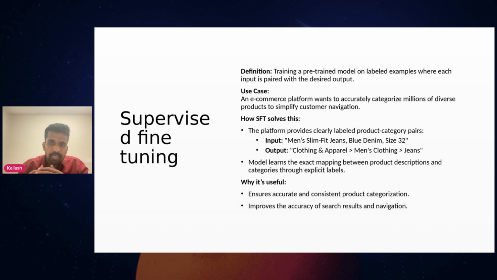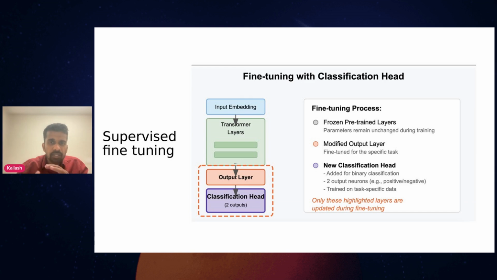Why is it useful? It's accurate and consistent with the product categorization, and it also improves the accuracy of the search results. And this will be the preferred approach if you have labeled data, if you have the budget to curate examples where you can generate the labeled data. Supervised fine tuning is the preferred approach. And this supervised fine tuning is not something new, it's not something specific to large language models. This approach has been used quite commonly across all of the neural network architectures.